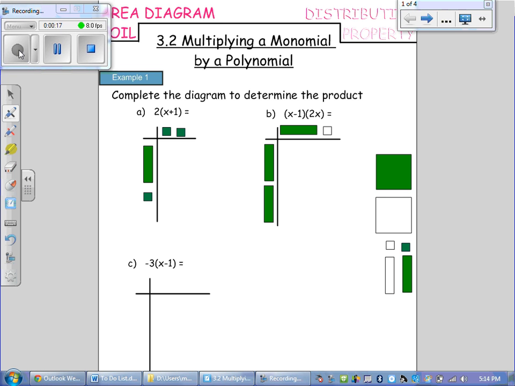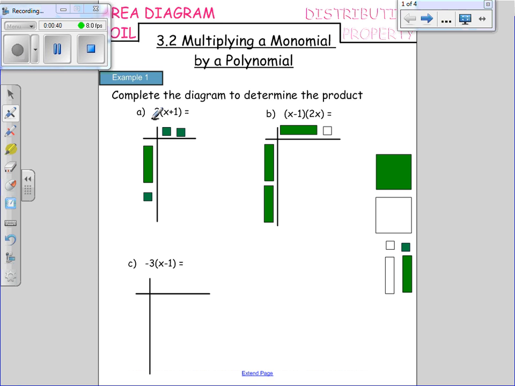We're going to start off by completing the diagram to determine the product. This is called using algebra tiles to multiply monomials by polynomials. You'll be expected to also use these types of diagrams and algebra tiles to multiply polynomials by polynomials. Remember, monomial means one term. So we have a monomial there, 2, and a polynomial means more than one term. And that's a binomial because it only has 2 terms, that x plus 1.